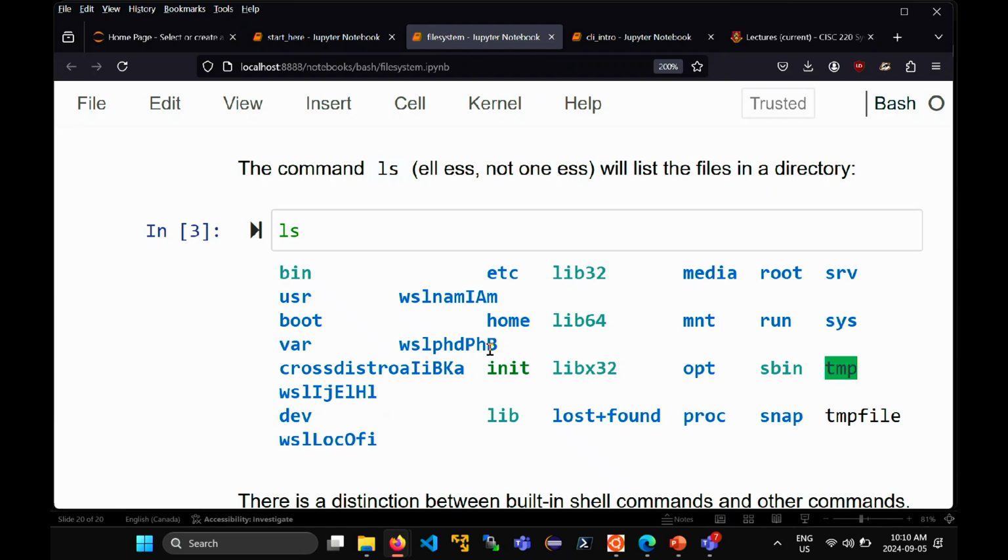They're even color-coded. The color coding depends on how your shell is set up. Anything shown in blue is a directory. Anything in green is something called a link. But for our purposes right now, they're just directories. And so you can see there's a bunch of directories in the root directory.